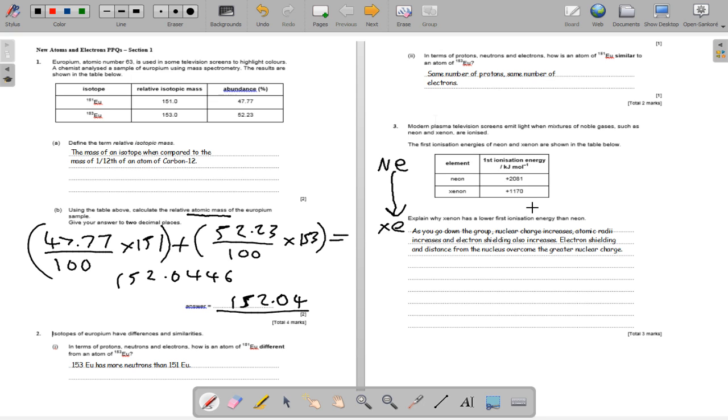So you get a mark for saying the nuclear charge increases, another mark for saying that atomic radii and electron shielding increase, and this phrase, electron shielding and distance from the nucleus overcome the greater nuclear charge, is the key phrase that you need to get the third mark. So we'll move on to the next part.